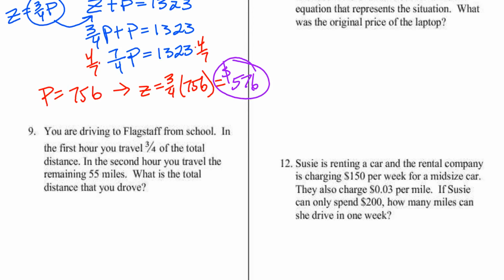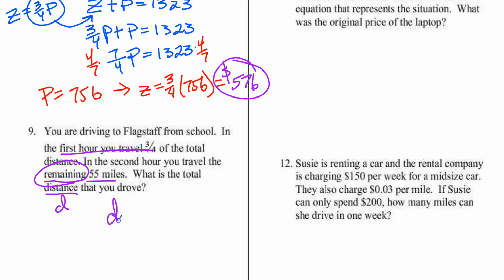Number 9, you're driving to Flagstaff from school. In the first hour, you travel 3/4 of the total distance. In the second hour, you drive the remaining 55 miles. What is the total distance you drove? So the question is, what is the total distance? That's going to be my variable d.